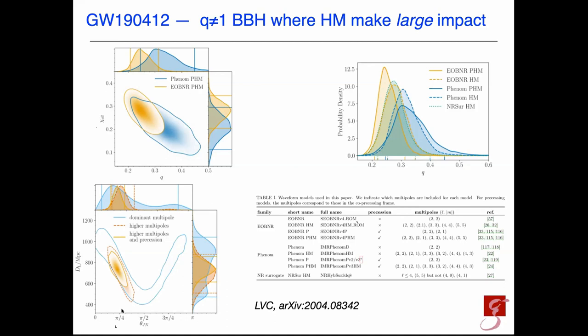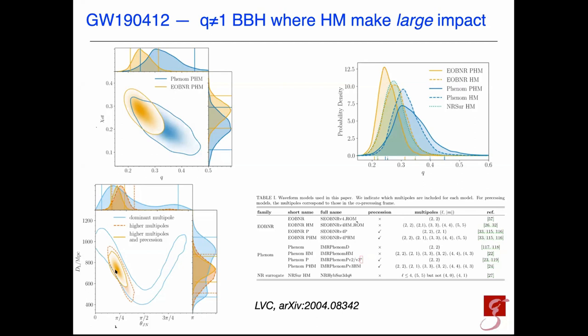And if you were to analyze the system only with 2-2 waveform modes, indicated here as dominant multipole, you would get the usual degeneracy between inclination and distance. However, if you use a aligned-spin higher multipole waveform model, you're already breaking this degeneracy and you're getting this dashed curve. And if you also put precession in, you can improve even better and measure the inclination and the distance to better precision than before.